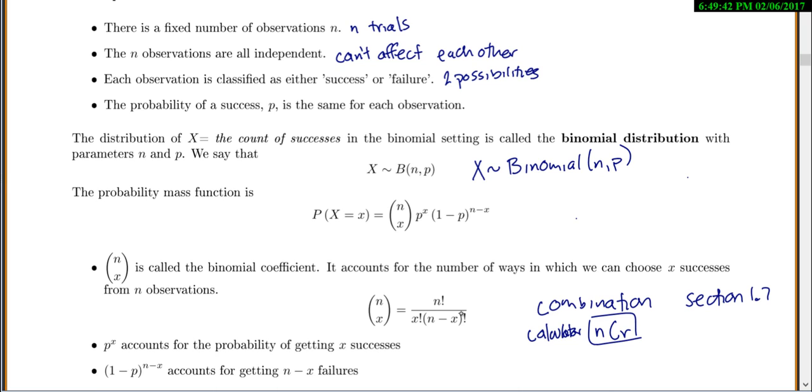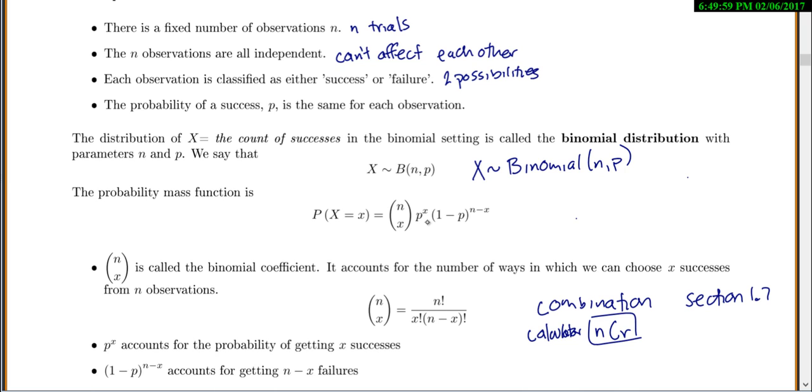So why do we have that in there? It's because, well, sometimes they call it binomial coefficient just because we use it in the binomial distribution. But it accounts for the number of ways in which we can choose X successes from N observations. So it's N choose X, again, is N factorial over X factorial times N minus X factorial.